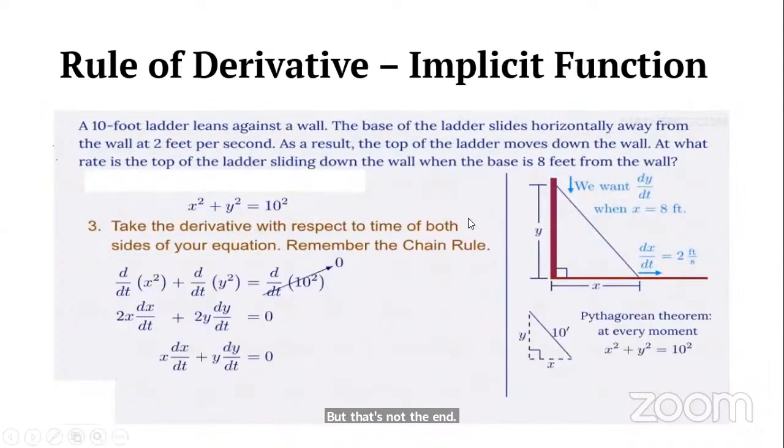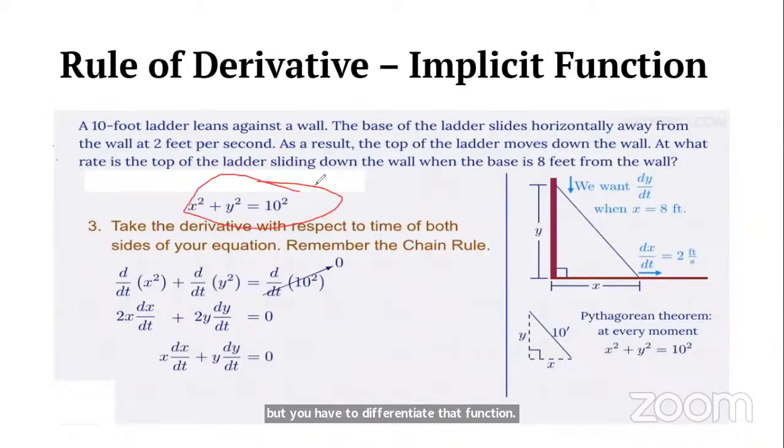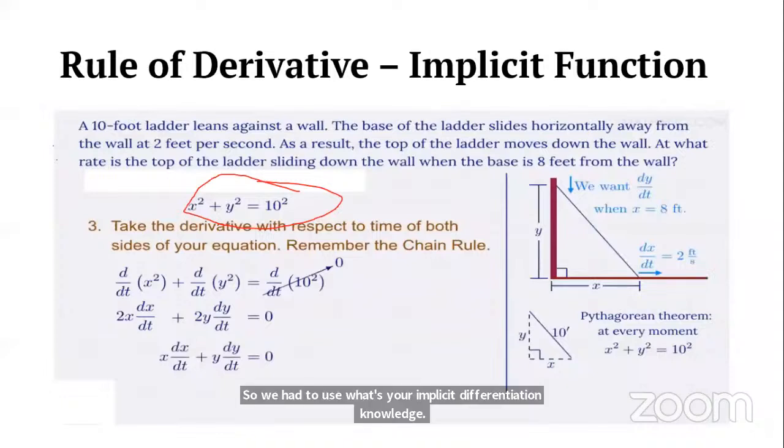Now, after reaching that one, you move on. You have to differentiate that function, the function that you just wrote by applying your equation. You have to differentiate it by using what? Since it contains s and y, it is an implicit function. So we have to use your implicit differentiation knowledge to differentiate it.